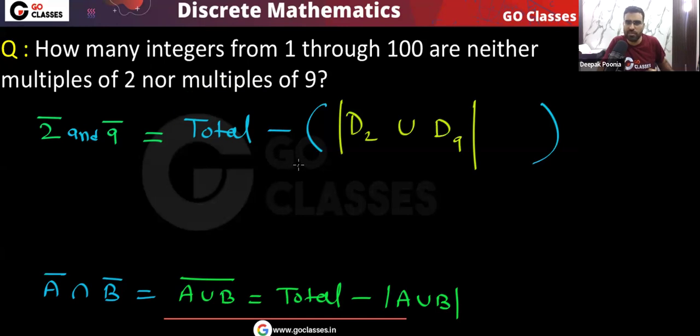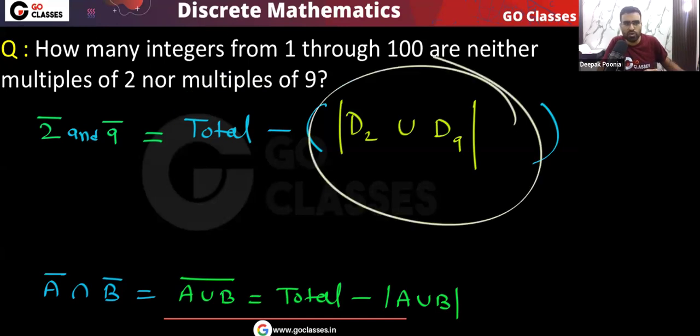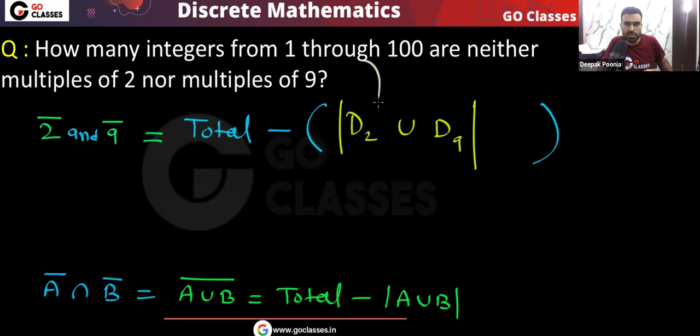So from these 100 elements, you remove those values which are either divisible by 2 or divisible by 9 or both. Then what will we get? We will get those values which are neither divisible by 2 nor divisible by 9. Okay, yes or no? So this is very simple.